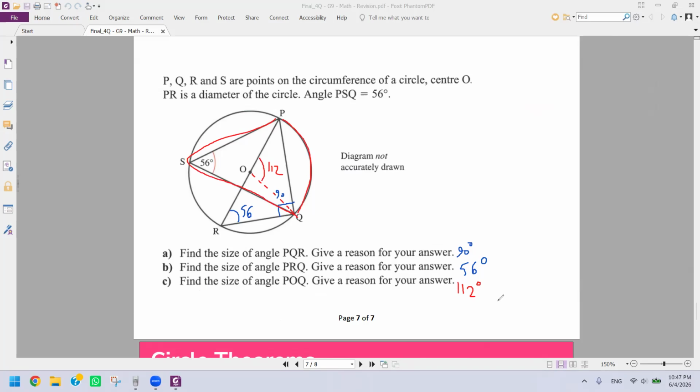So make sure that you memorize the formula for the area, perimeter, circumference, the circle theorems, because your reasoning is very important to answer. So hope this video will help you for your final exam, and good luck.